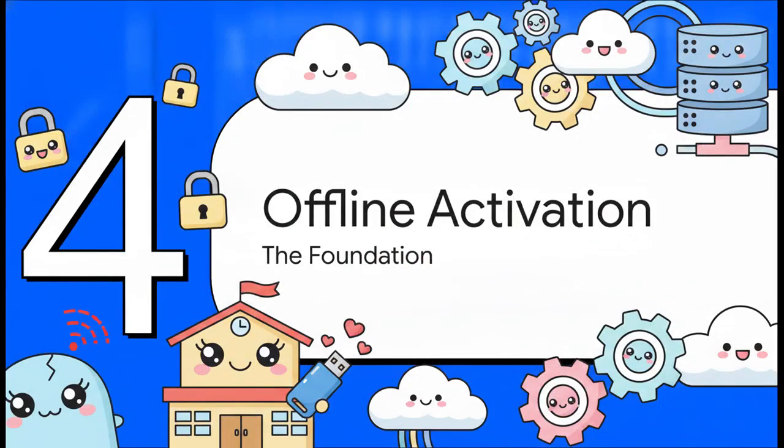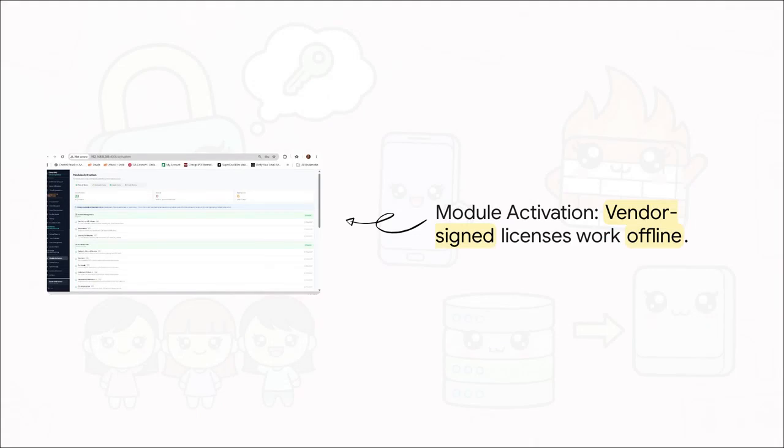Let's pivot to Section 4. Offline activation and subscriptions, the foundation. Through the module activation page, schools can see exactly which of the 23 modules are active. But the real magic happens under the hood here. This system utilizes vendor-signed license activation that is completely offline friendly. The server never actually has to phone home to the internet to verify its license.